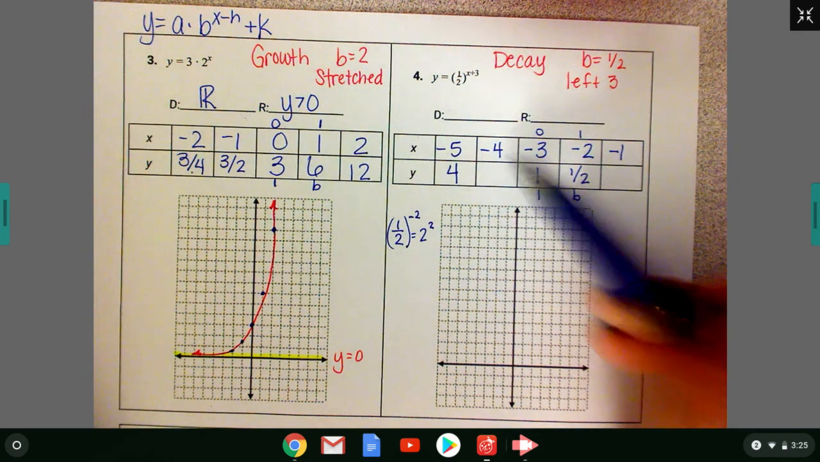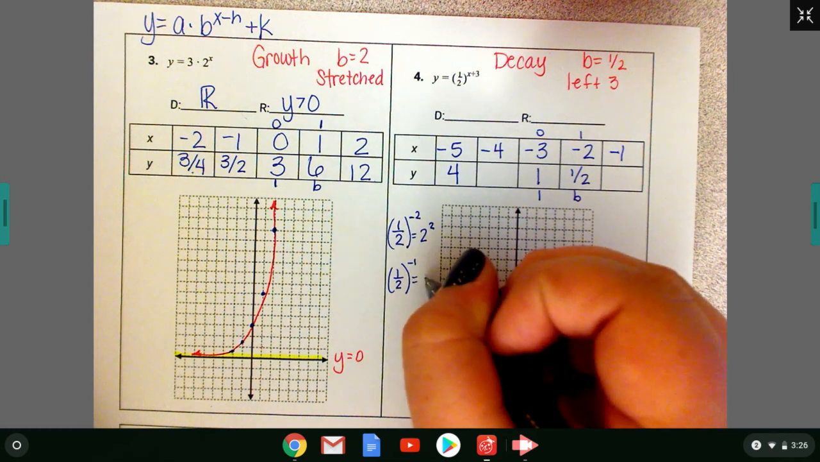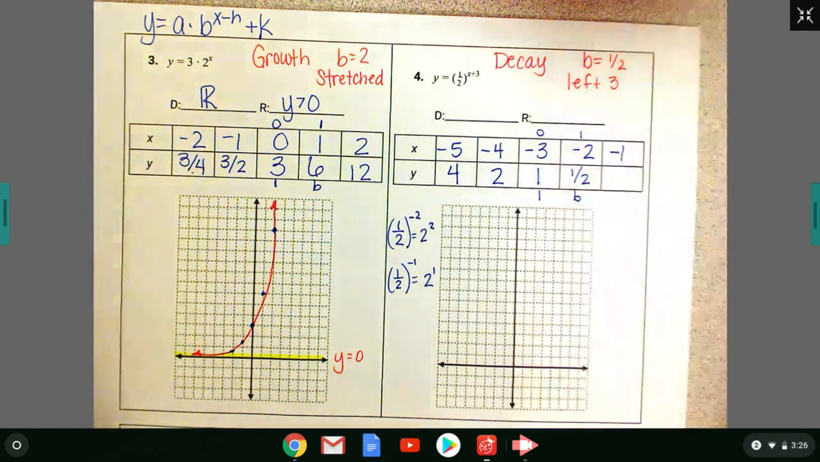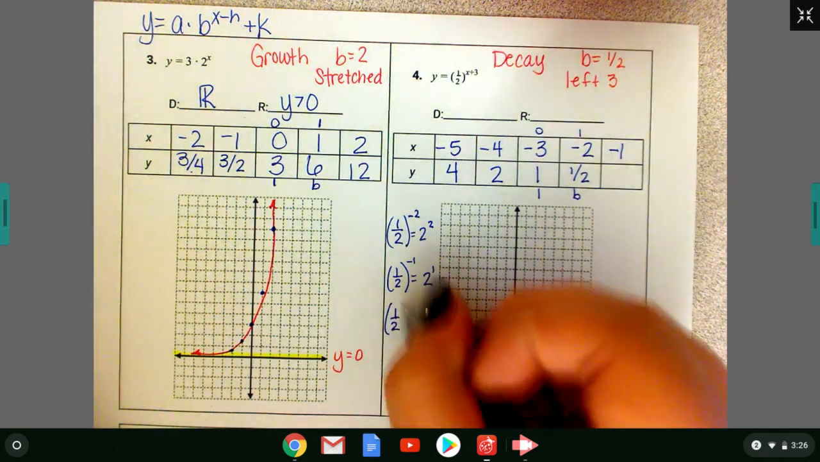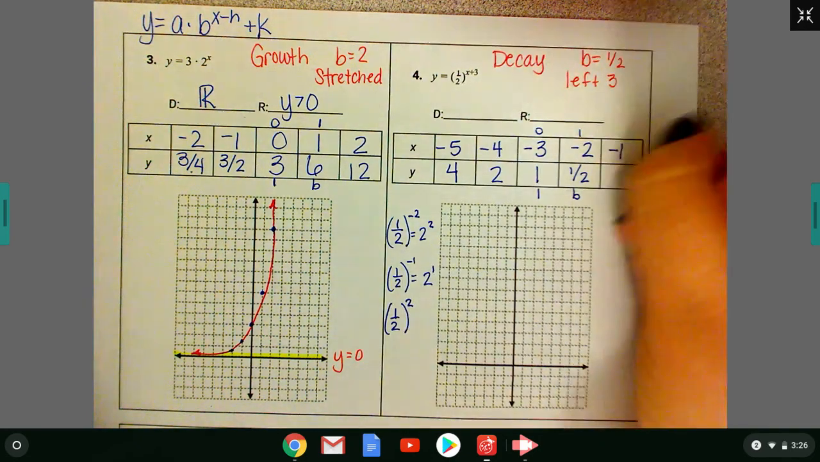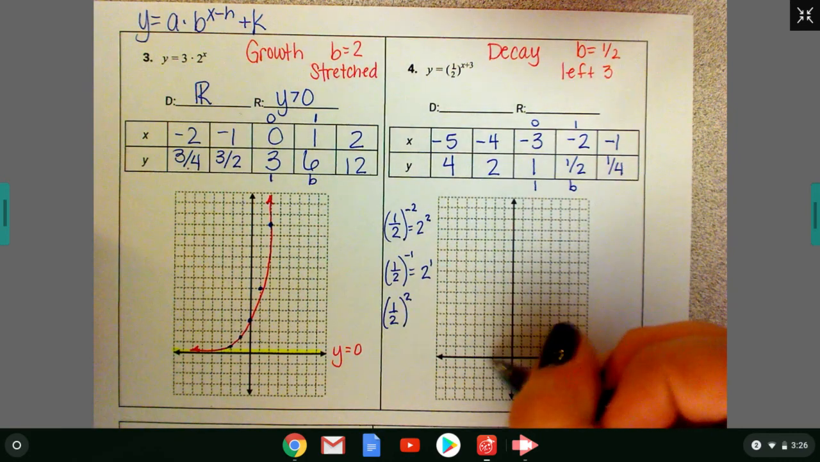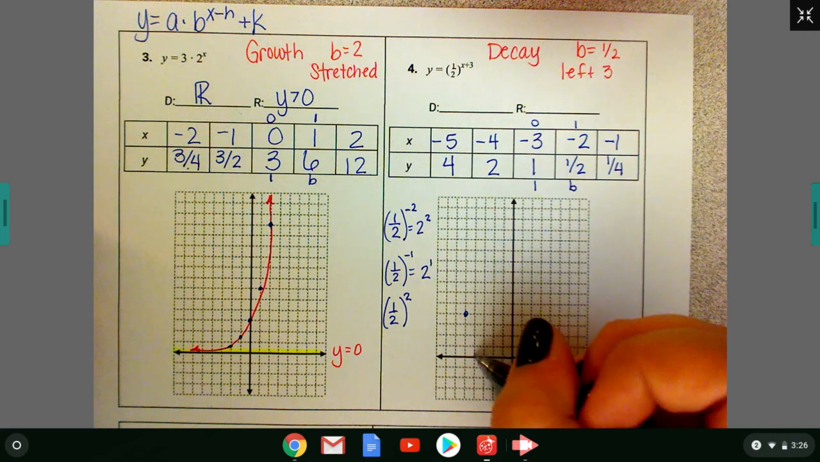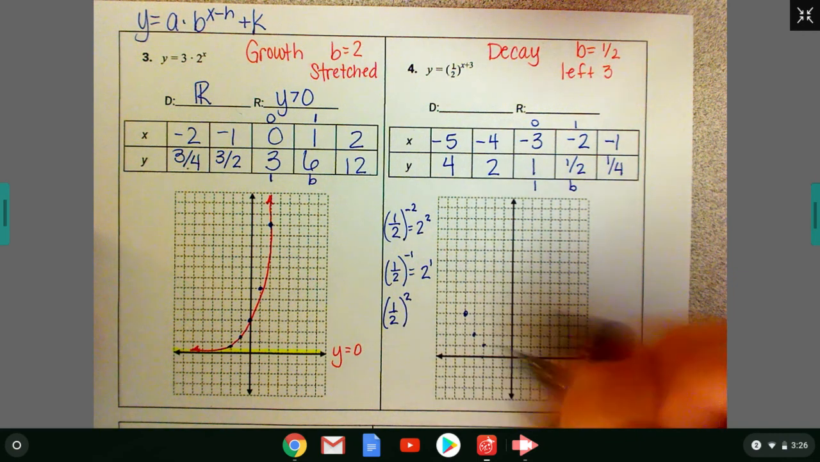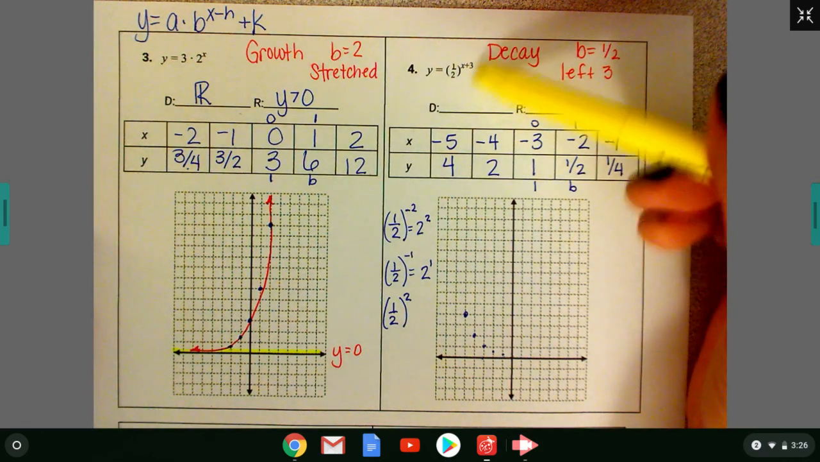If we put a -4 in here, we've got 1/2 to the -1, which is just 2 to the first, or 2. And if we put a -1 in there, I've got 1/2 to the second, which is 1/4. So let's plot these points. We've got -5, 4; -4, 2; -3, 1; -2, 1/2; -1, 1/4.